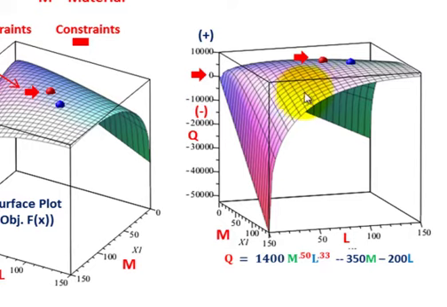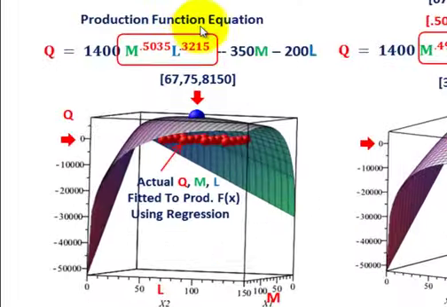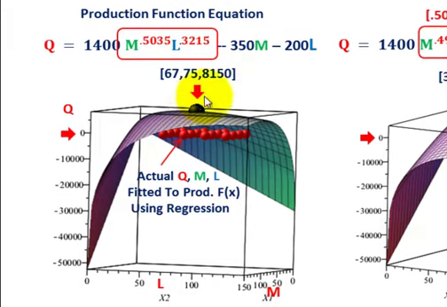Maybe we'll go on and see how that data was fitted, based on what we did here to solve for the exponents. Now let's look at how our data was fitted to our production function using that regression analysis. So this is the production function that we have solved for with our regression, showing the max profit. That little blue dot up here is our maximum profit.